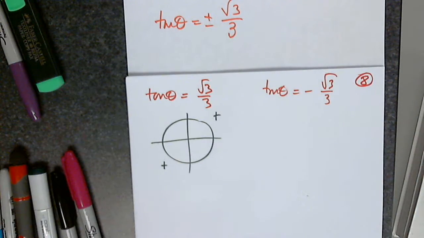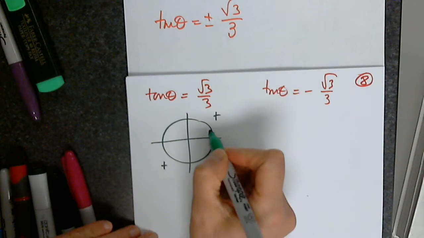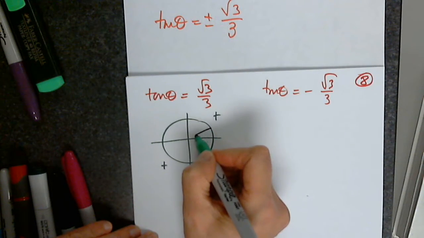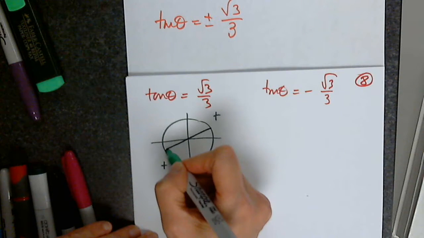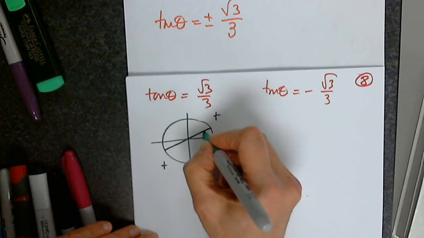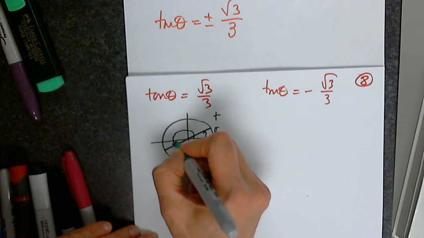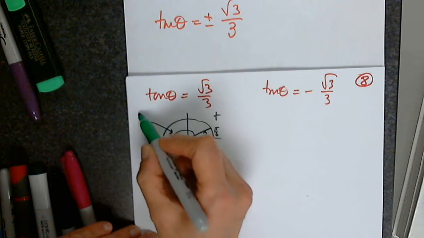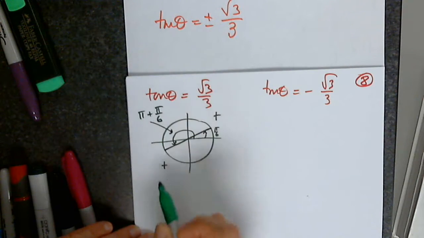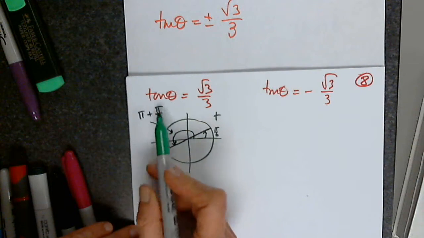So it's the first angle, the tiny one, which is pi over 6. So this is pi over 6. Here's how I determine the other one. Look. This is pi over 6. And this is pi plus pi over 6. So this is pi plus pi over 6, 7 pi over 6.